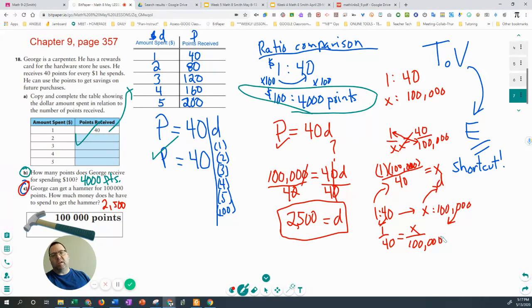So X works out to be the same thing, guys. X is going to be 2,500. All right? I guess I could put D for dollars. D is equal to $2,500. I know technically in the metric system you're not supposed to use a comma. I don't care. Whatever.